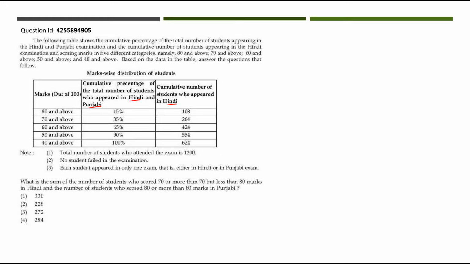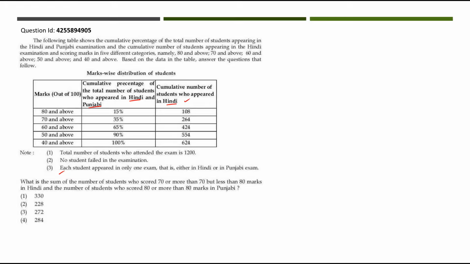It means the Hindi count is given in column 3. The column 2 has the data of both Hindi and Punjabi, which means from this percentage, if you deduct the Hindi number, you will automatically get Punjabi's number. This is the detail which gives us a hint that column 2 has the count of both Hindi and Punjabi. Since they have given the count of Hindi separately in the third column, using the count of Hindi and Punjabi together, we will be able to derive Punjabi's count.